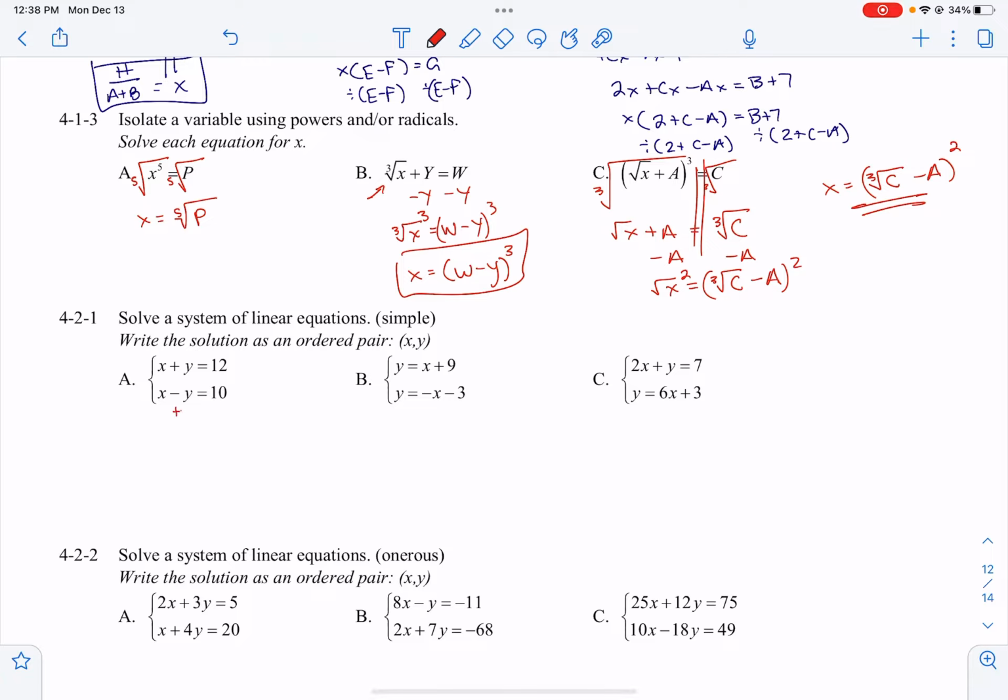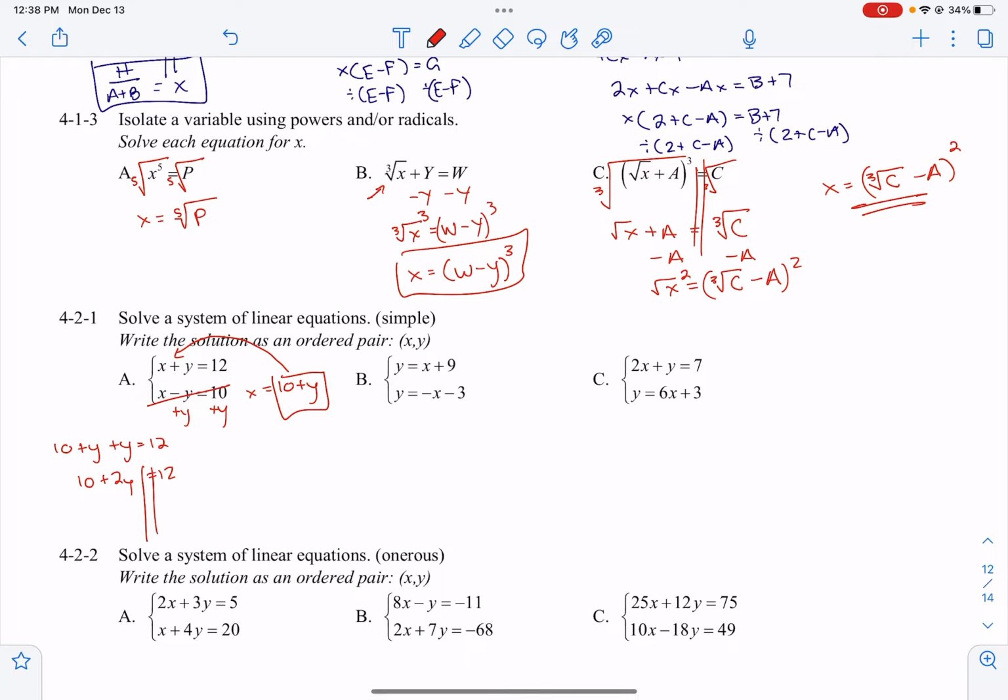So I'm going to add y to both sides, and that's going to change this to become x equals 10 plus y. Because I want to take that 10 plus y and plug it into my x value right there. So I want it to be 10 plus y, plus another y, to equal 12. So that means 10 plus 2y equals 12.